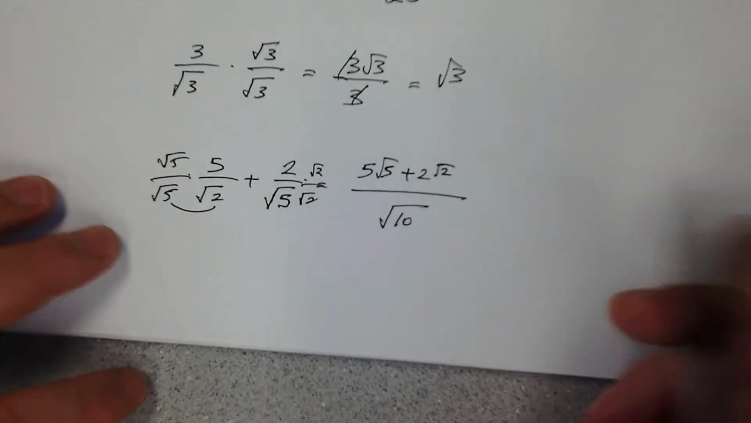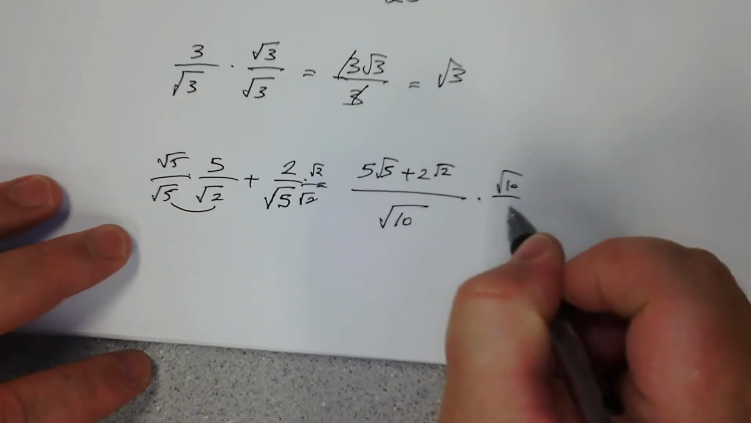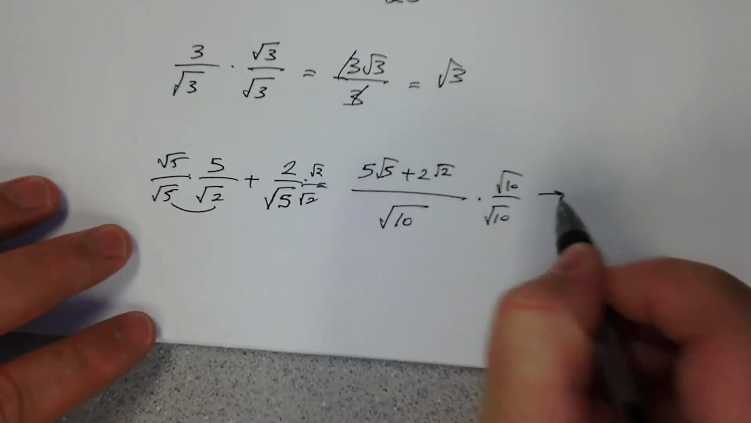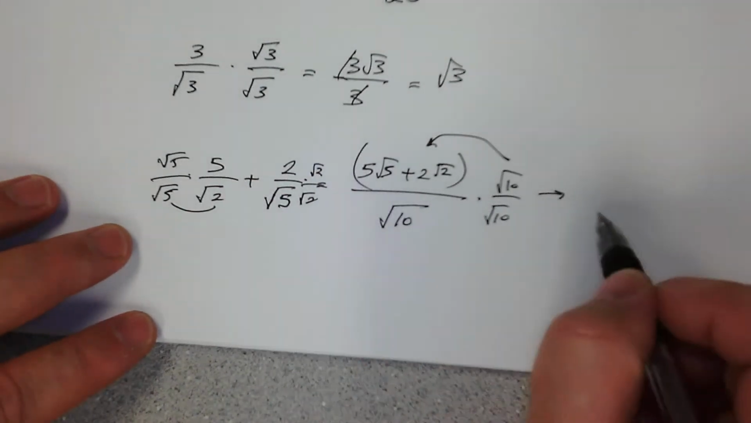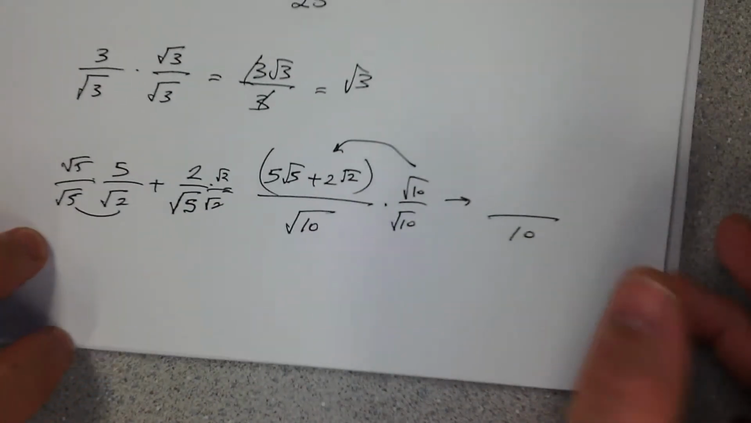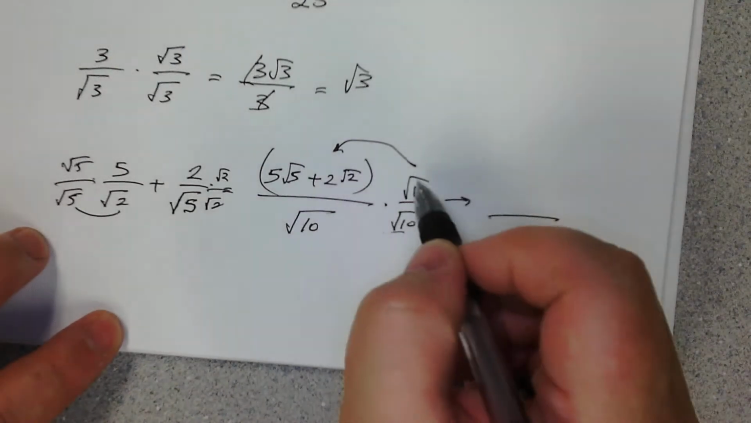Not quite done because, let's see. We have to multiply by square root of 10 over square root of 10. And here we have to make sure to distribute. We have to multiply it by everything inside that parentheses. So, square root of 10 times square root of 10, and the denominator is just 10, right?